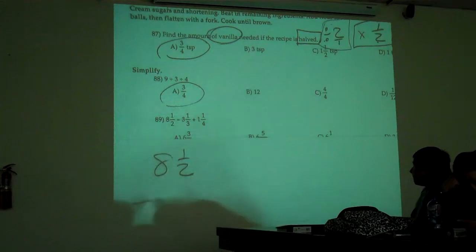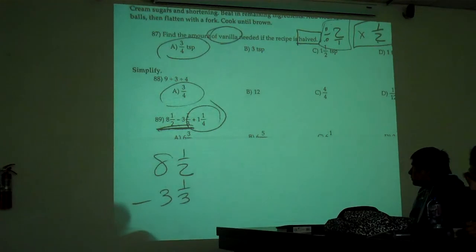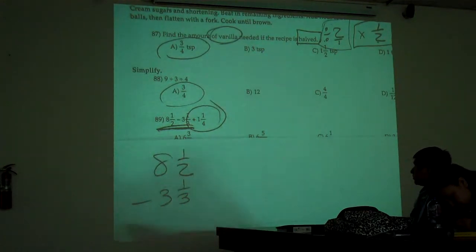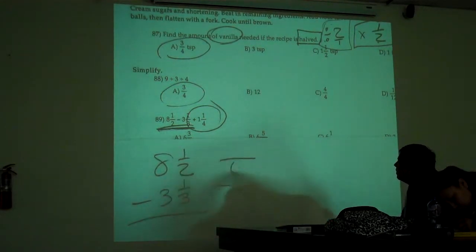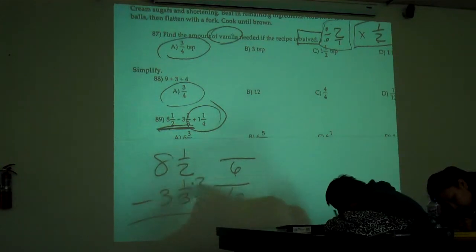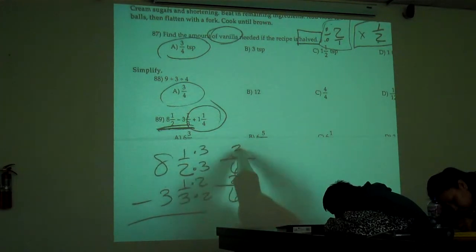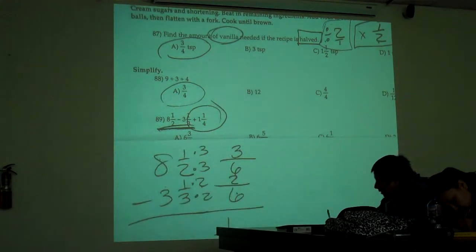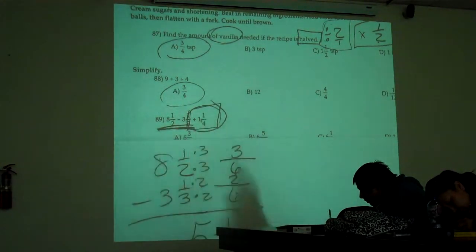So 8 1/2 minus 3 1/3. We're doing this part, and then we're going to do that, okay? First, we're going to do the subtraction. We need a common denominator of 6, right? This is times 2, and this one is times 3. Okay, the top is 3, 1 times 2 is 2. 3/6 minus 2/6? 1/6. 8 minus 3? 5. Now we still have to do this part. We have to add 1 1/4.